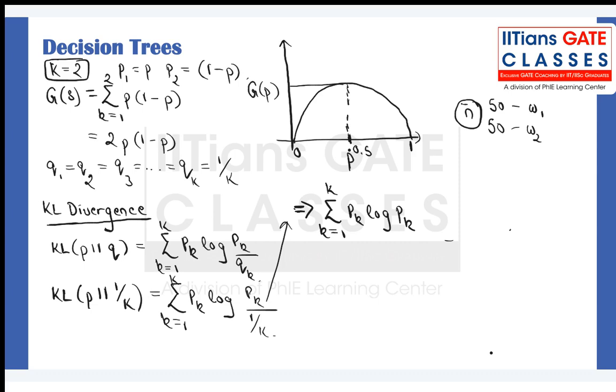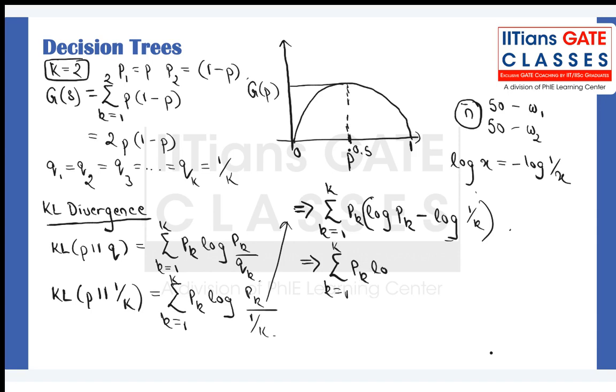Log of a by b is nothing but log a minus log b. Log x is nothing but minus log of 1 by x, right? I hope you know this. So minus log of 1 by K is nothing but plus log of K. So I can write this as summation k equal to 1 to capital K, pk log pk, plus summation k equal to 1 to K, pk log K.